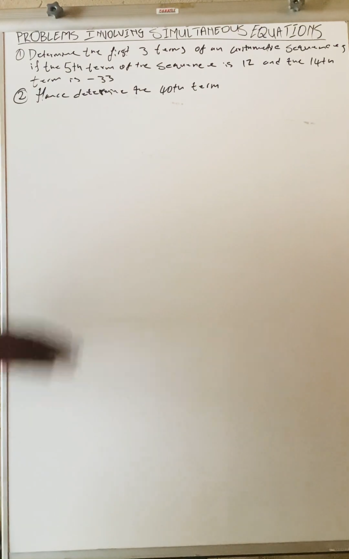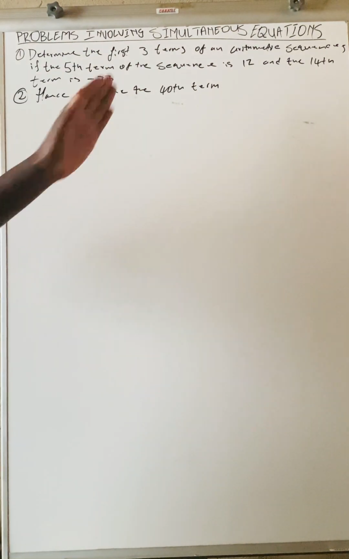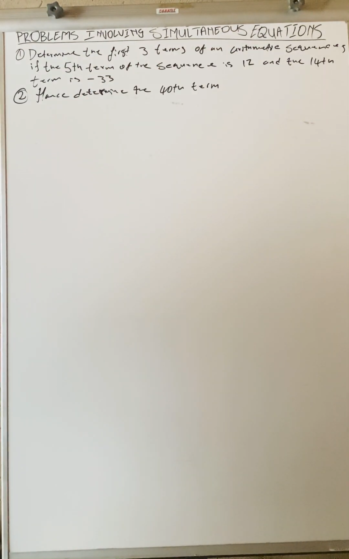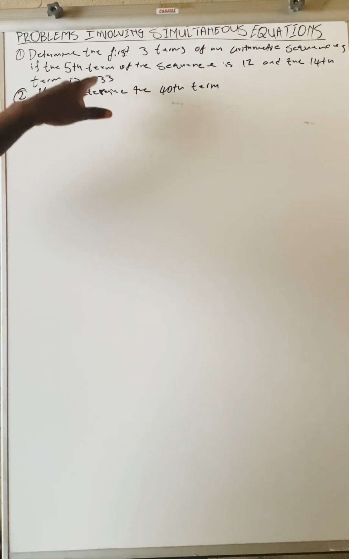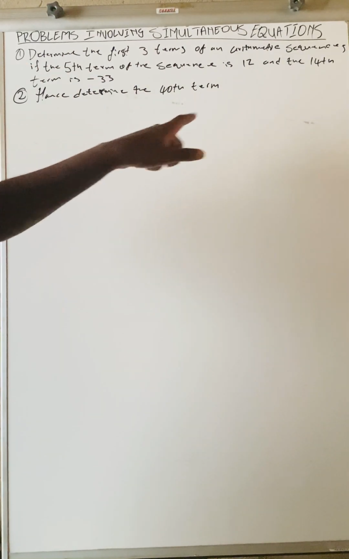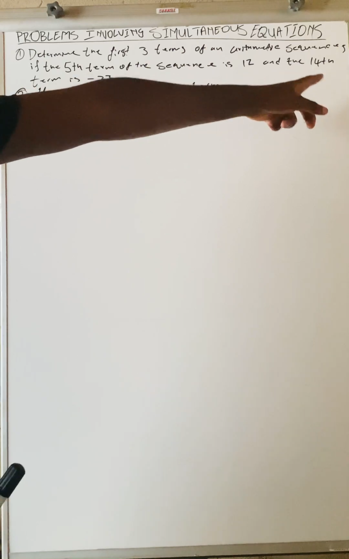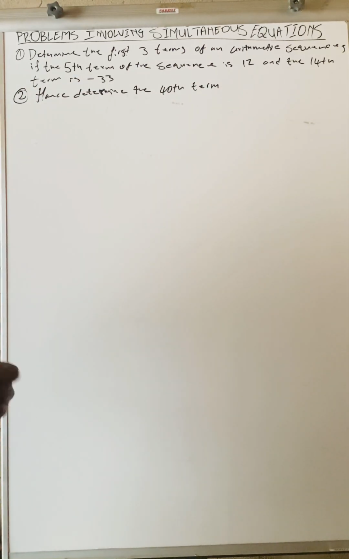Here is the question: determine the first three terms of the arithmetic sequence, if the fifth term of the sequence is 12 and the 14th term of the sequence is negative 33.